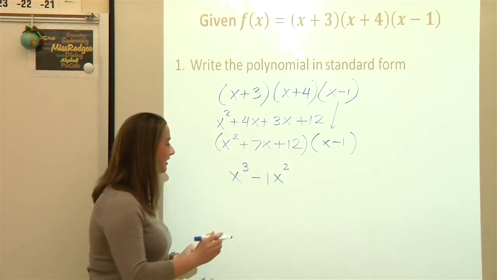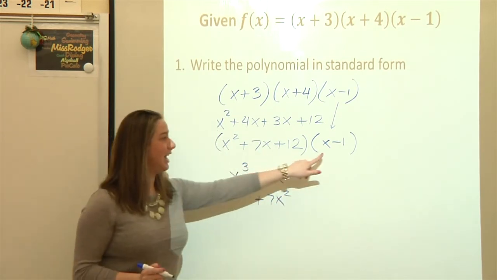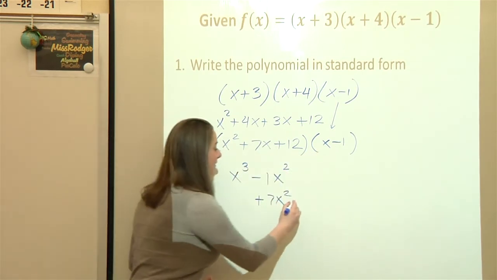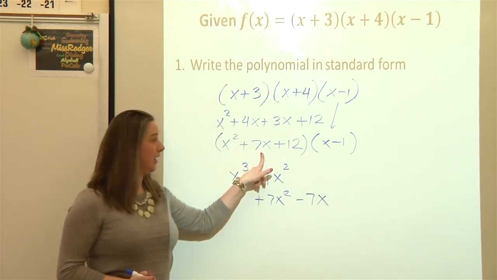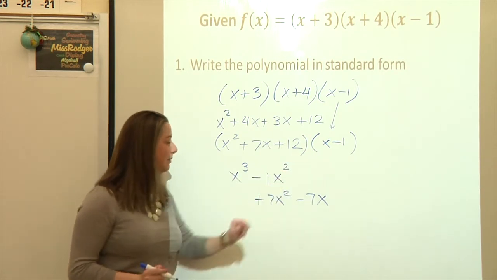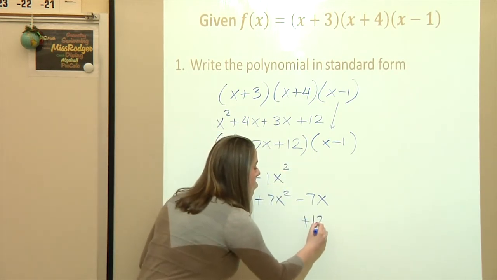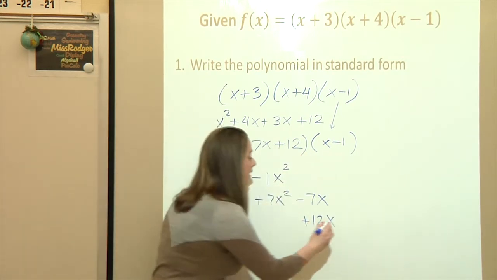7x times x is 7x squared. 7x times -1 is -7x. And I'm now all done multiplying by 7x. I'm going to move over to 12. 12 times x is 12x. And 12 times -1 is -12.